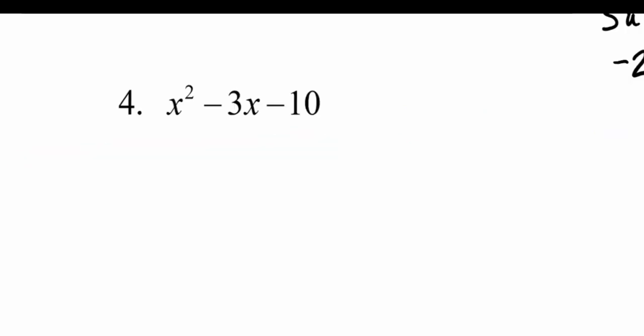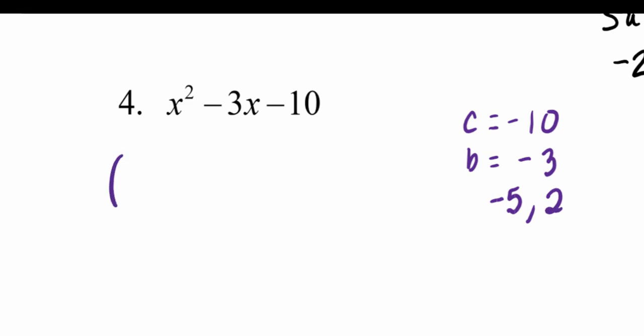Problem 4 is very similar to problem number 3 in that we've got a trinomial that looks exactly the same, except that this time our middle term is negative. So this time around we're looking for two numbers that are going to multiply to -10 and add up to B, the middle coefficient, which is -3. So this time around our negative has to come with the 5 and our 2 is positive. So we're going to write x minus 5 times x plus 2.